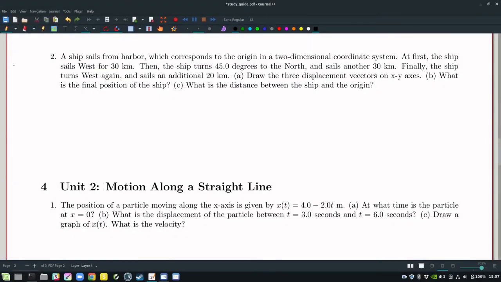Welcome back. So we're going to complete the vector section, and this begins with a ship sailing from harbor, and then this takes place in a two-dimensional coordinate system. So we'll say this is east, this is north, that makes this west and south. Now, the ship at first sails west by 30 kilometers, so we'll give this a vector here like that. Then it turns 45 degrees to the north and sails another 30.